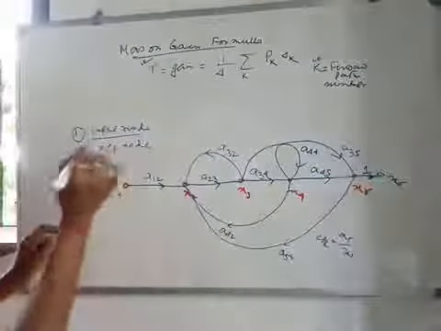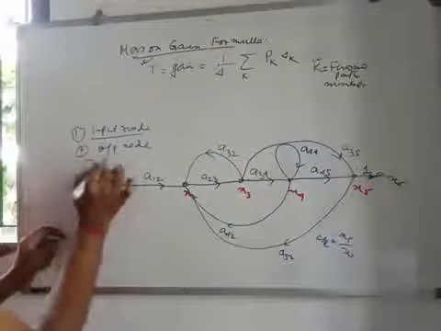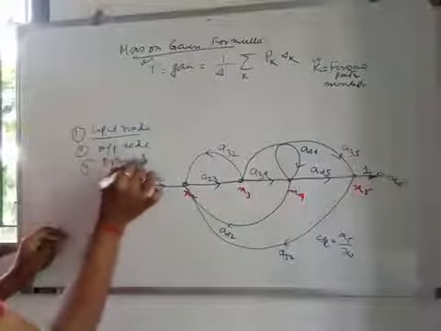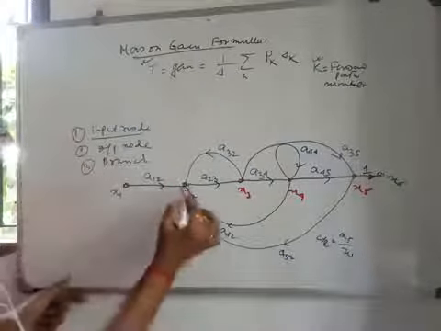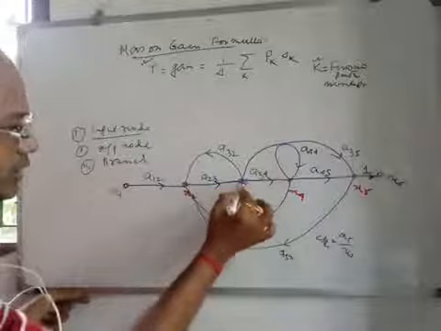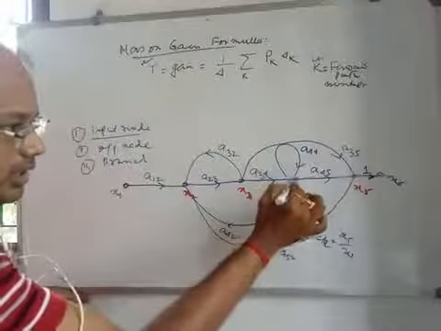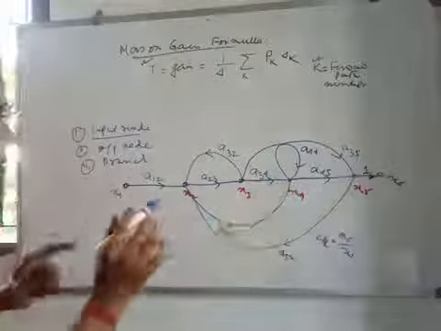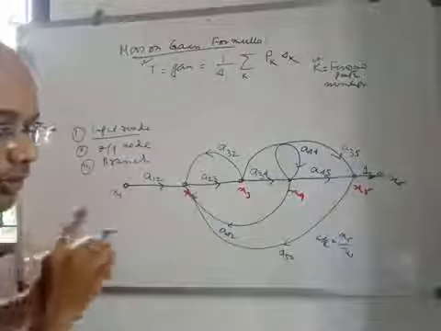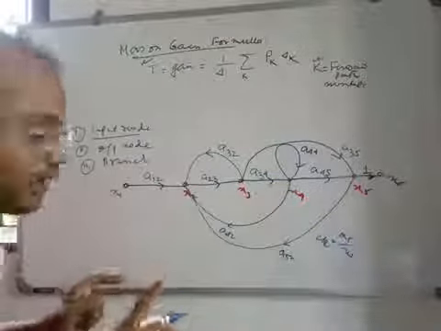And the next thing is the branch. Already I have discussed what a branch is. Branch means this x2 to x3, this is a branch, x3 to x4, this is a branch, x4 to x4, this is a branch, x4 to x5, this is a branch. That means the signal route, the path through which the signal is passing, right?